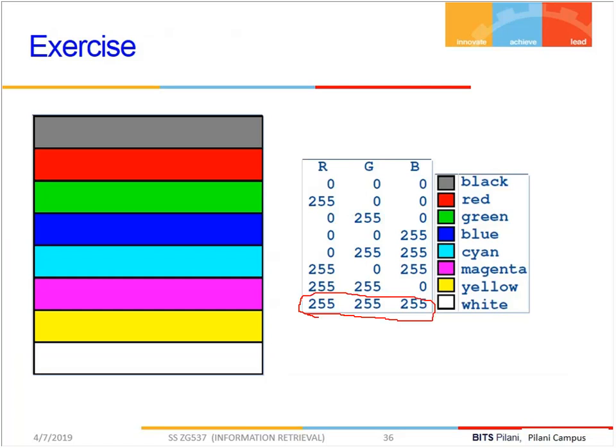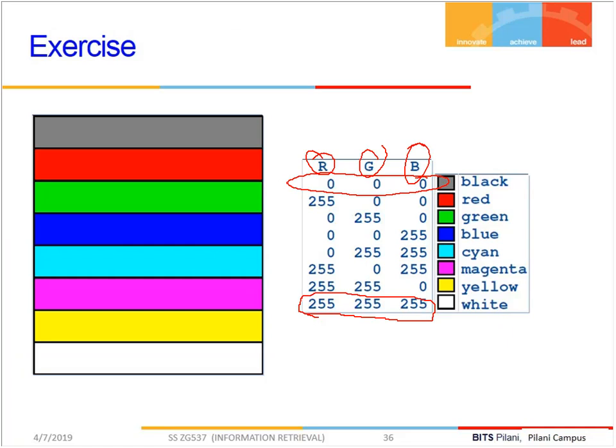So we have 3 components, red, green and blue, RGB, and for each of the 3 components we have some values, and the combination of these values will tell us what the color is. For white, all the 3 components have a value of 255. For black, all the 3 have a value of 0, 0, 0. And then intermediate colors have different sets of values for R, G and B. So now how do we represent this?